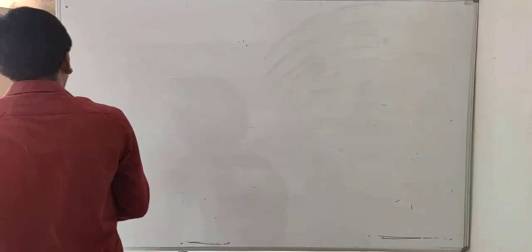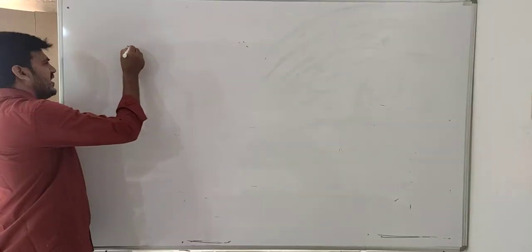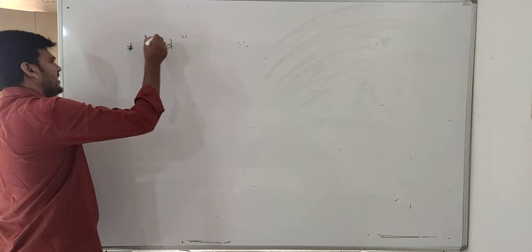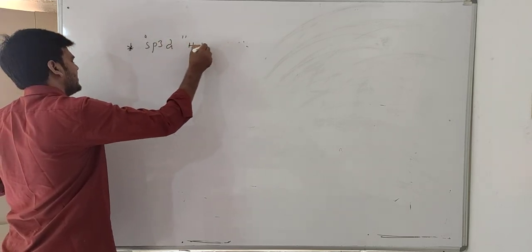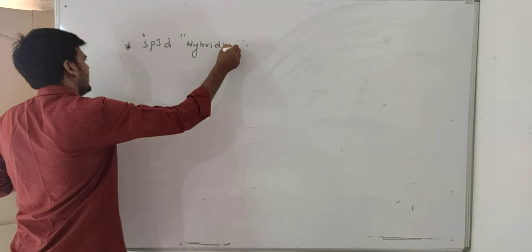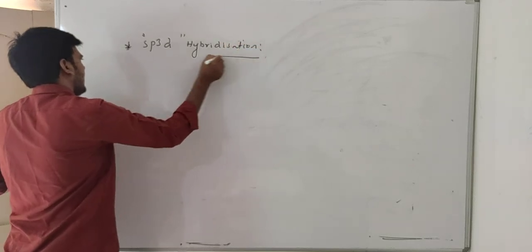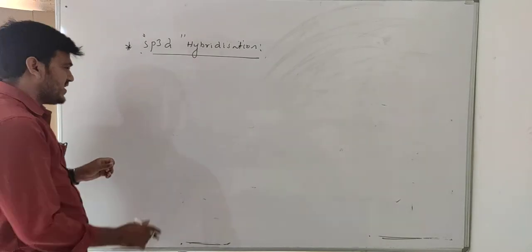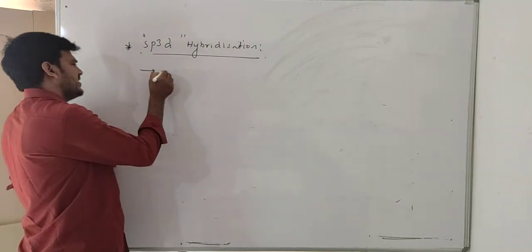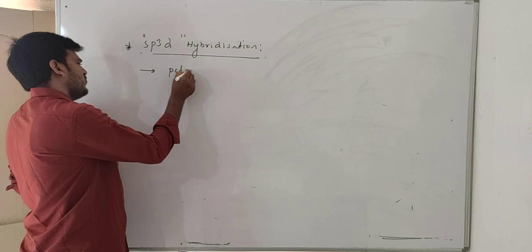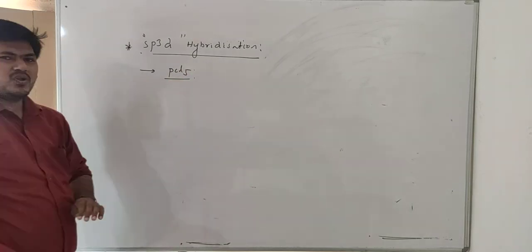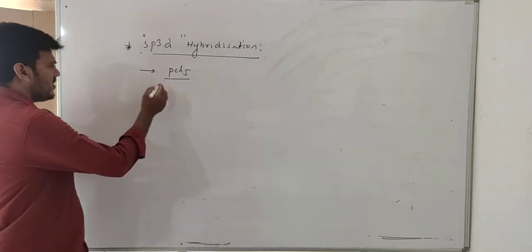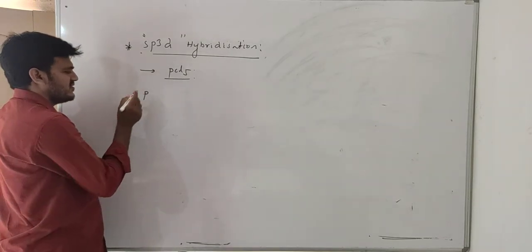SP3D hybridization. Next one, SP3D hybridization. The best example of SP3D hybridization is PCl5, phosphorus pentachloride. Formula PCl5. In phosphorus pentachloride, the central atom is phosphorus.